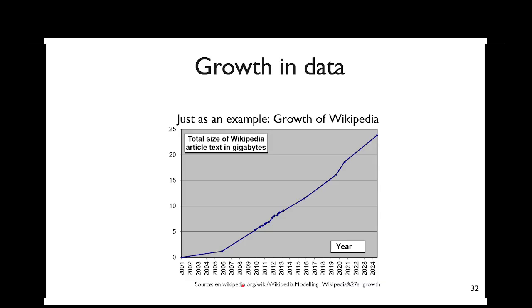But besides the growth in compute, it was, of course, the growth in data. Just as one representative picture, I took this one from Wikipedia, and it shows the growth of Wikipedia in gigabytes of pure text. You see in 2000, when all of these developments started, there was hardly anything. Now we're at nearly 25 gigabytes. And of course, this is only one example of incredible amounts of textual data and image data that have been created over the last years.